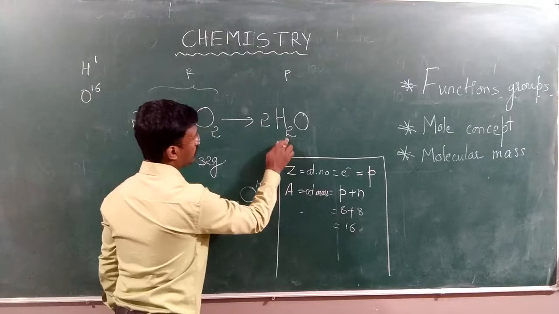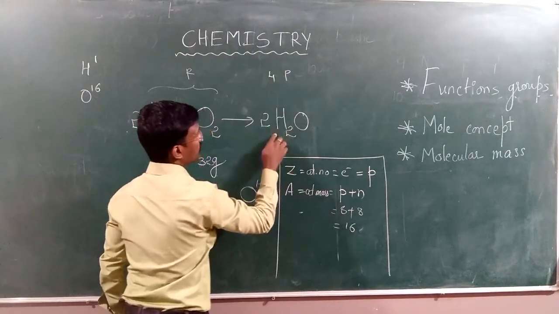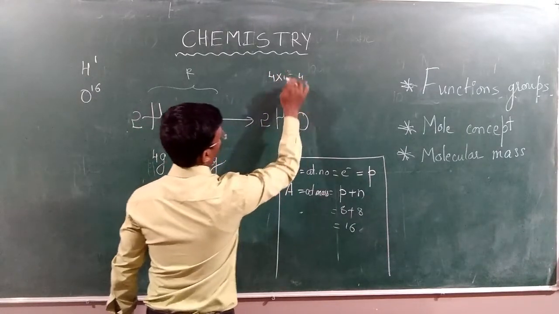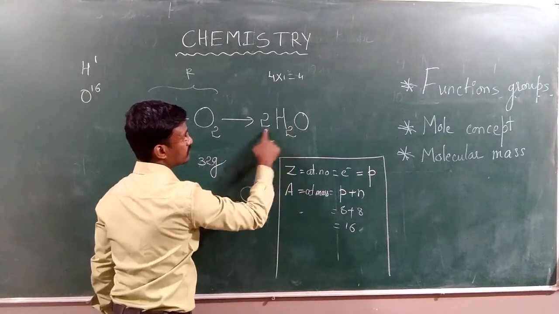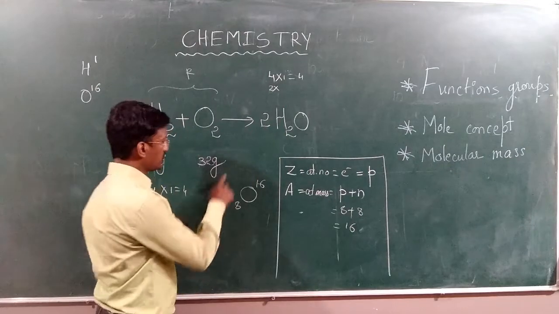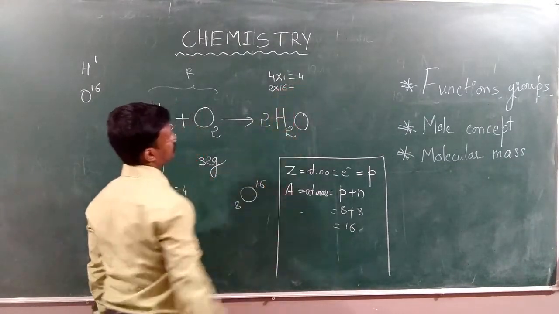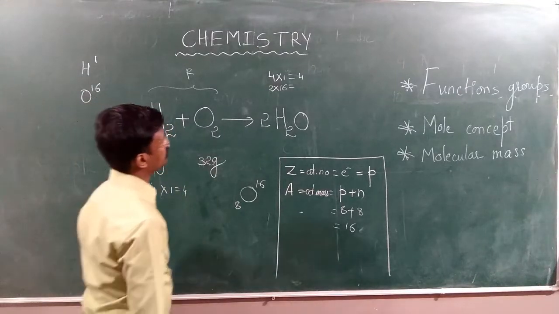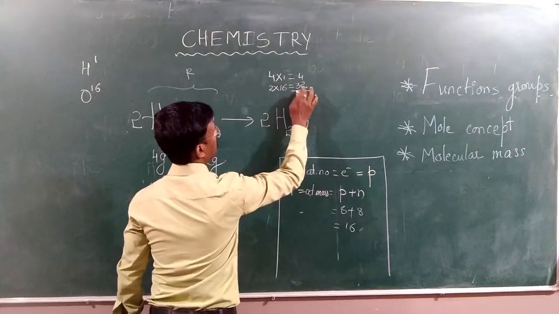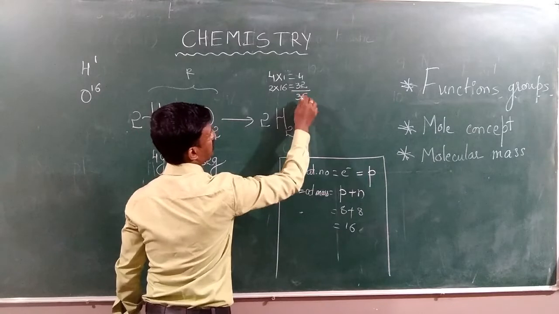Can you see here? The total number of hydrogens is 4 here. Each hydrogen has mass 1, so 4 ones are 4. Oxygen, the total number of oxygens is 2. Each oxygen carries atomic mass 16, therefore 16 twos are 32. 32 plus 4, total it is 36. Can you see here?